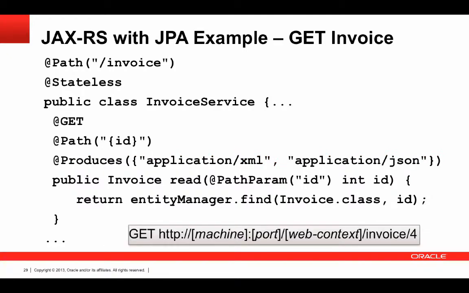The GET URI here at the bottom shows that I'm going to this machine, importing whatever the web context root, and all I need to do to invoke this method is add /invoice/4 on the end, and now I'm doing a GET, which translates into an entity manager find for invoice 4. And that will return to me either the XML or JSON depending on which content type I request in the HTTP header.